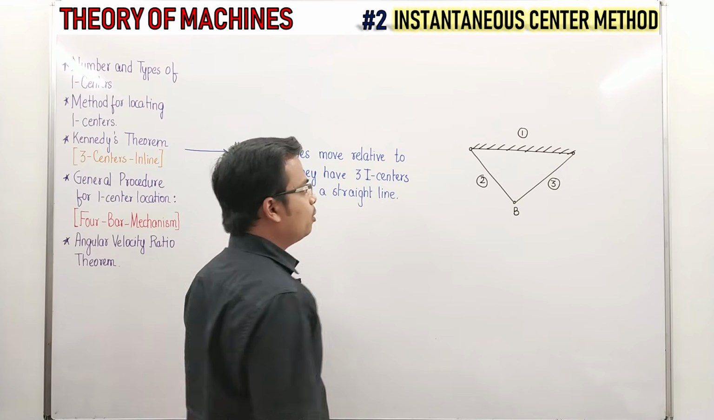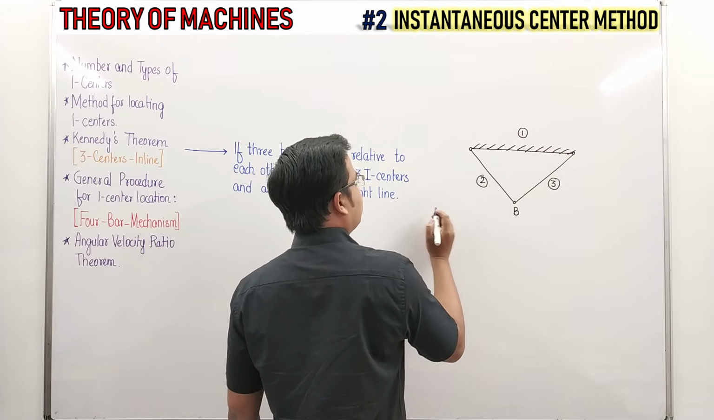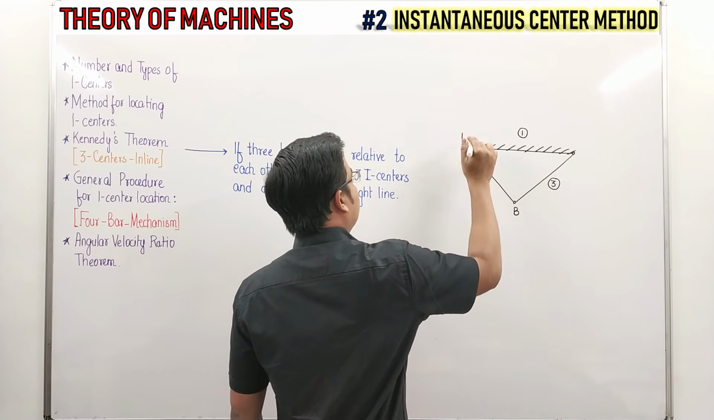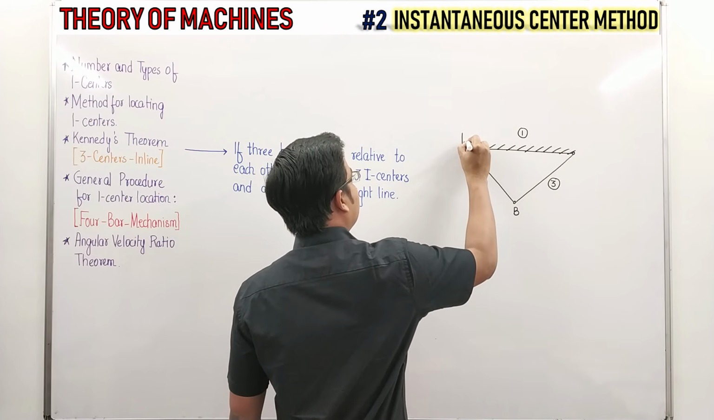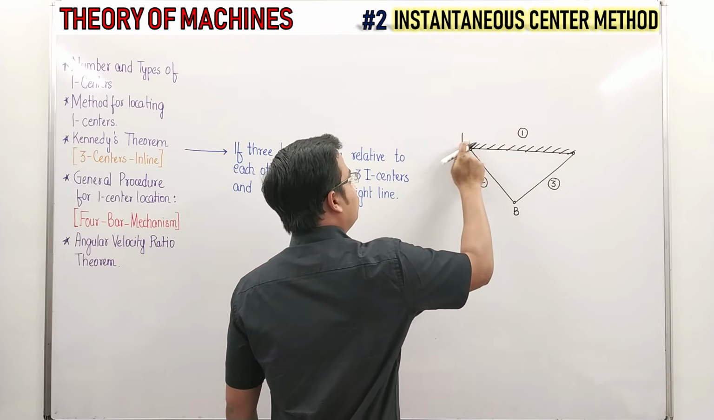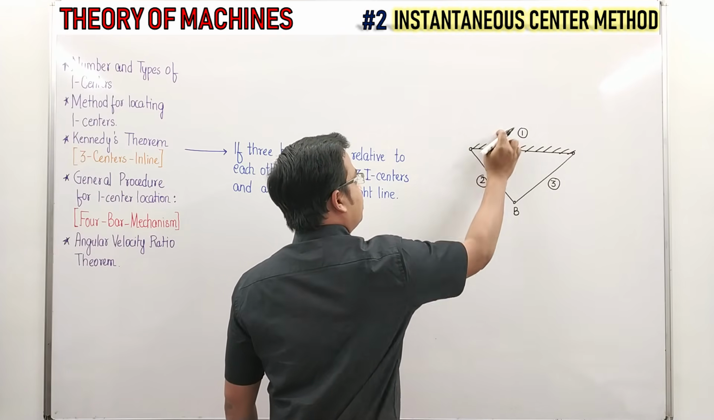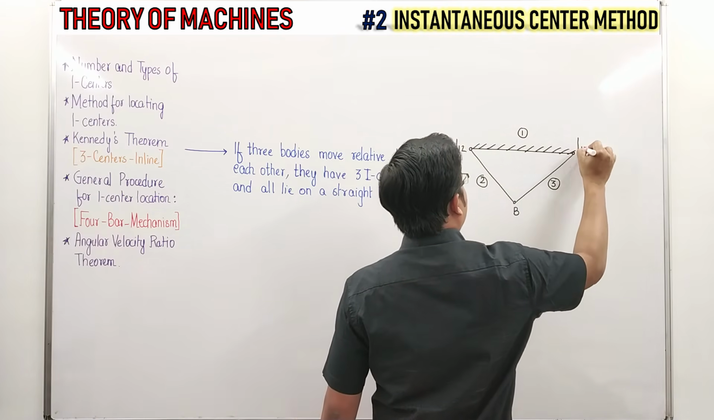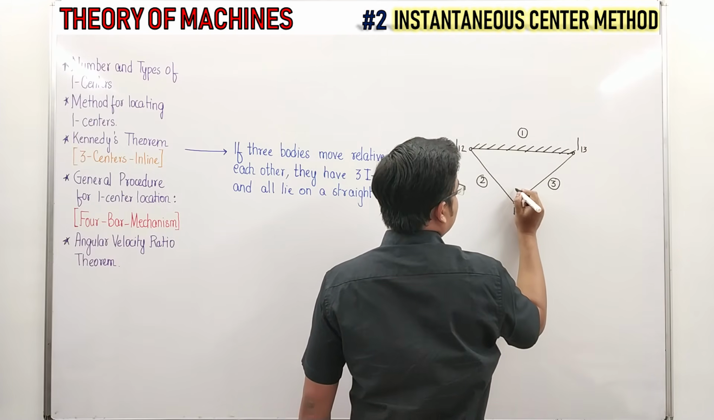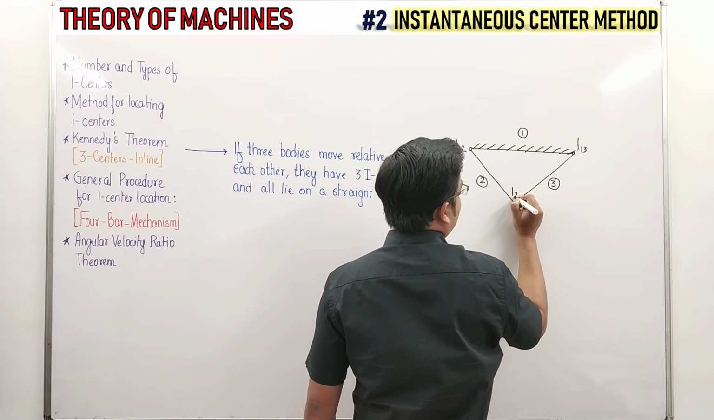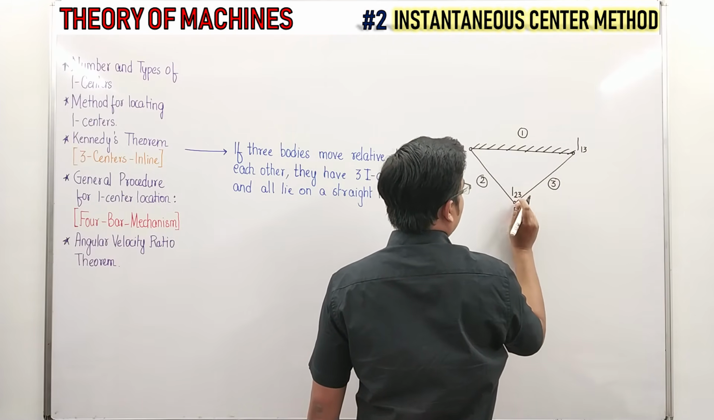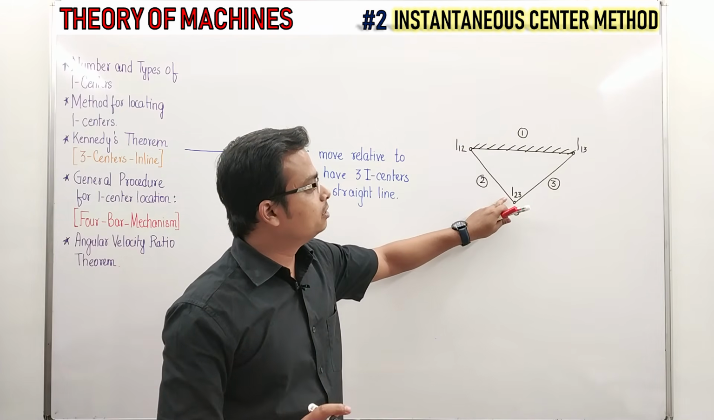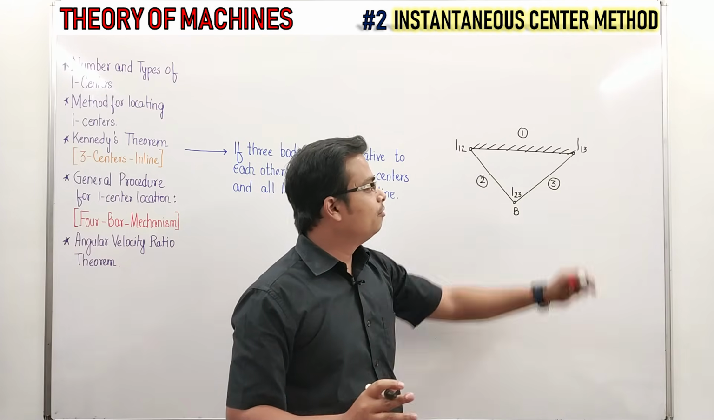So if you just talk about the permanent eye centers, the fixed eye centers, it would be something like this. This is going to be I12, this is going to be I13, and over here, this can also be located very easily. This is going to be I23. What is this? Because of a permanent joint, this is a permanent eye center, and these two are rather fixed.